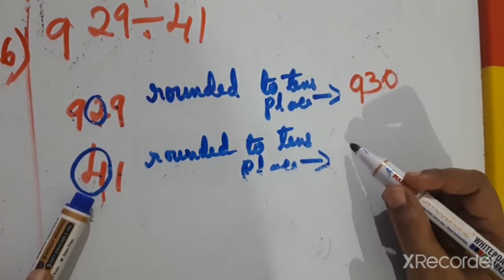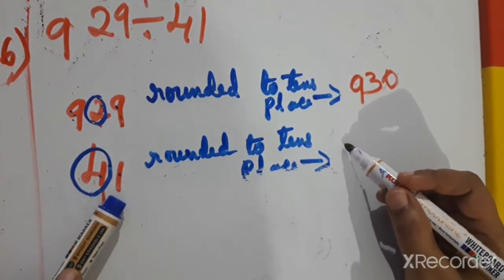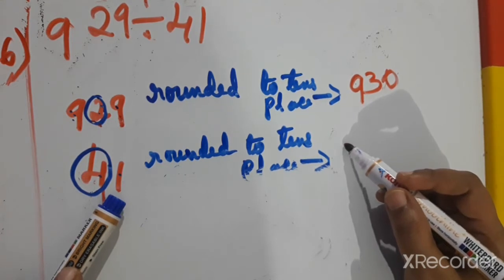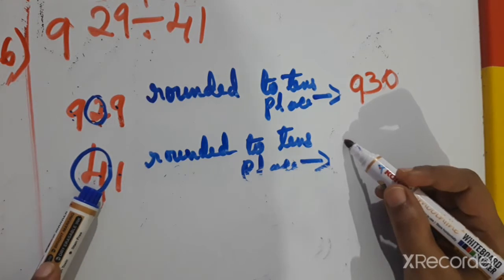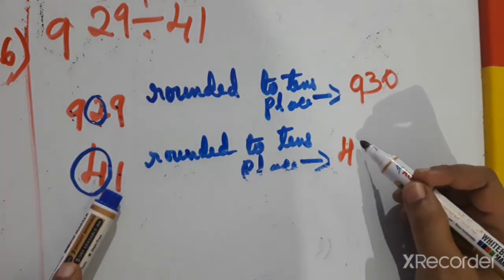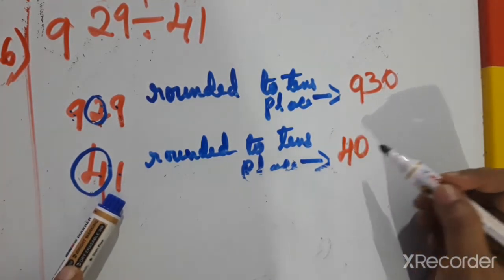Now we are rounding off 4. For 4, we have to check the next number. The next number is 1, which is less than 5, a poor person. So he can't get any help from his friend. 4 remains the same as it is, no changes. And once the door is knocked, our neighbor also becomes poor.